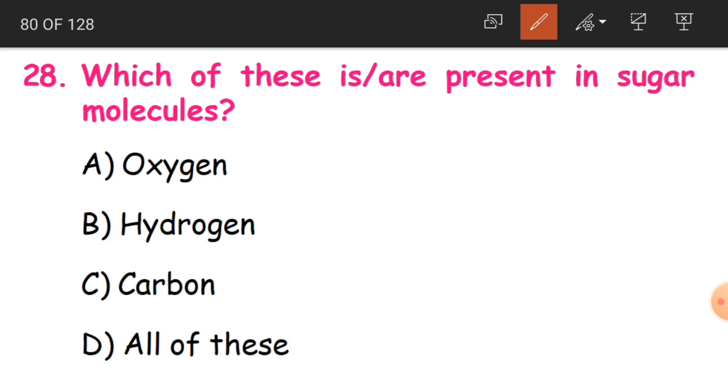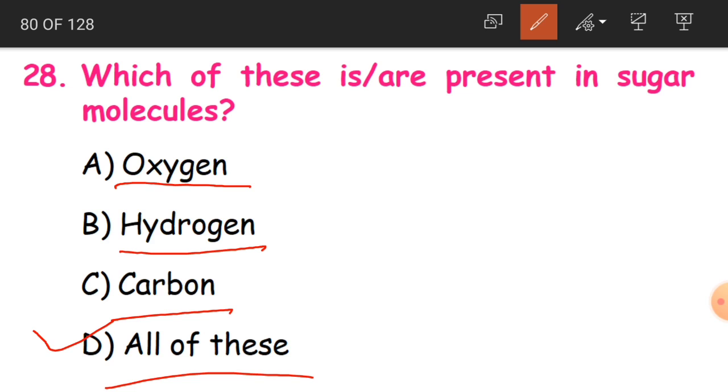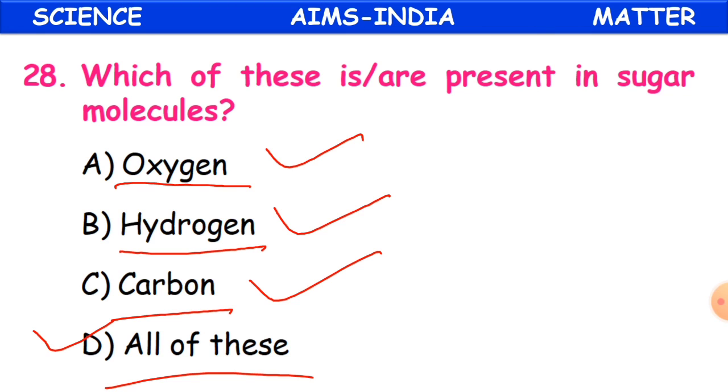Now the 28th question: which of these is or are present in sugar molecules? Here you have been given three substances, children. These are oxygen, hydrogen, carbon, all of these, and the answer is all of these. So in sugar molecules you have oxygen, you have hydrogen, and you also have carbon. So these three are present in sugar molecules. So D is the correct answer.